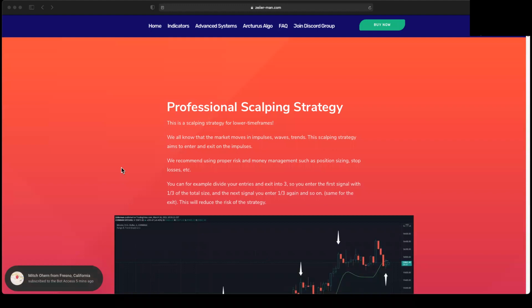Today we're going to go over directions, trade setups, and stuff utilizing the professional scalping strategy using two of our indicators that we have here, the range in trend and also the ATR top and bottom.